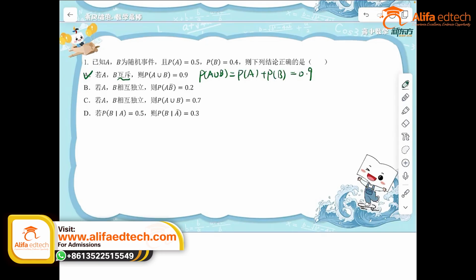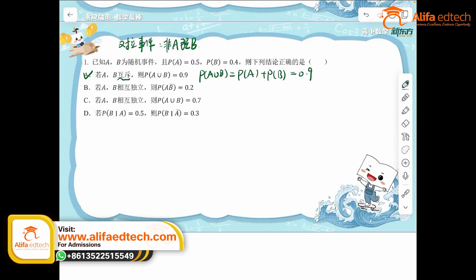Also, there is another concept here, which is the complementary event. In fact, a complementary event is simply not A, that is B. Not A or B. This is what we call a complementary event. Now, let's look at option B.